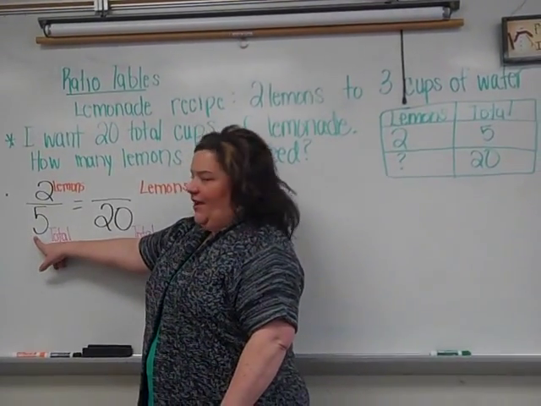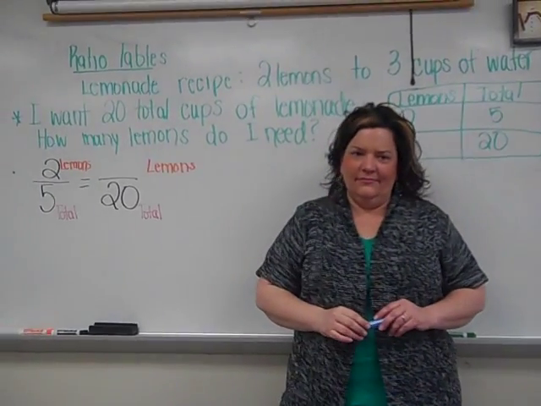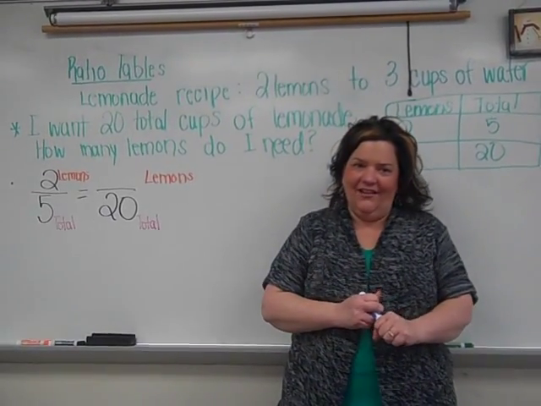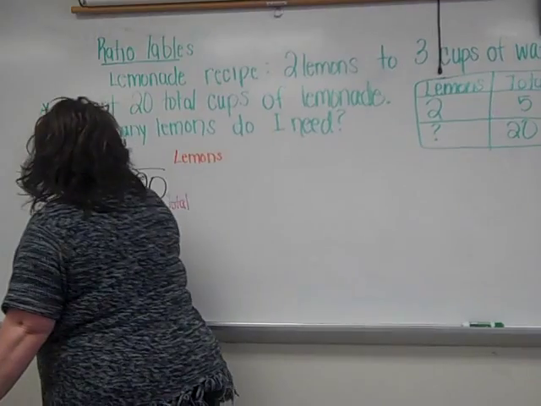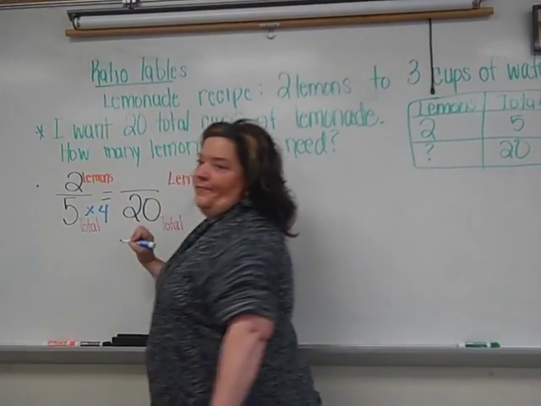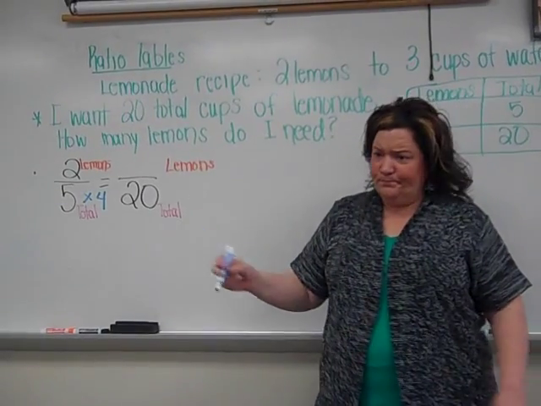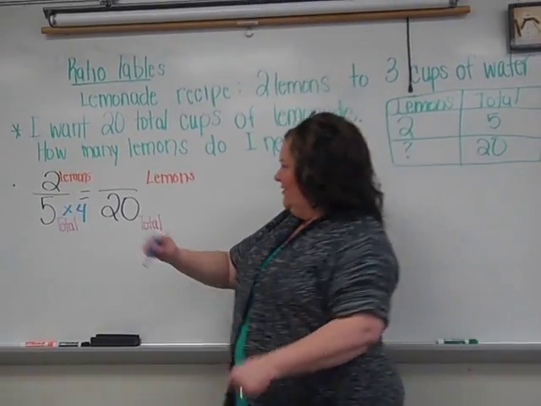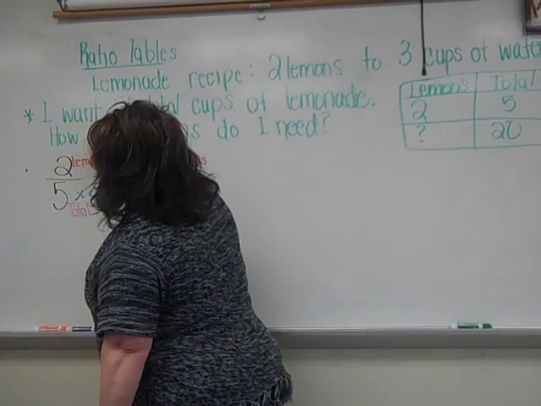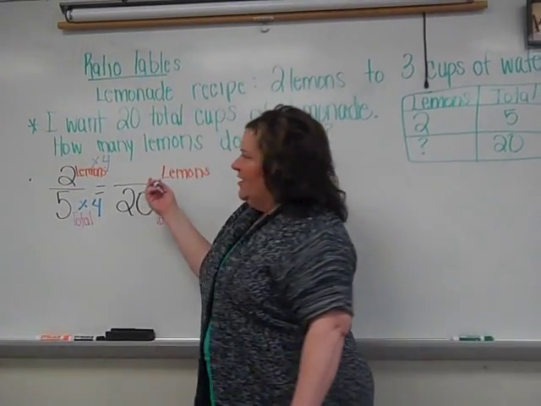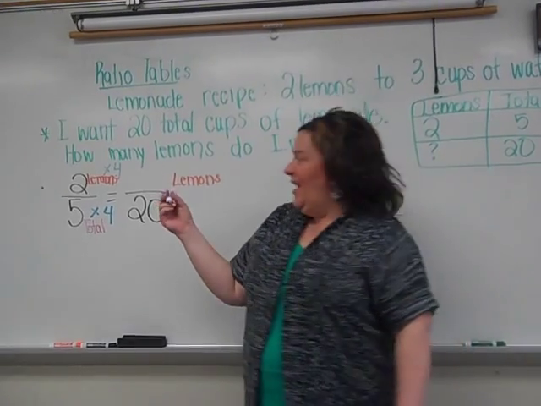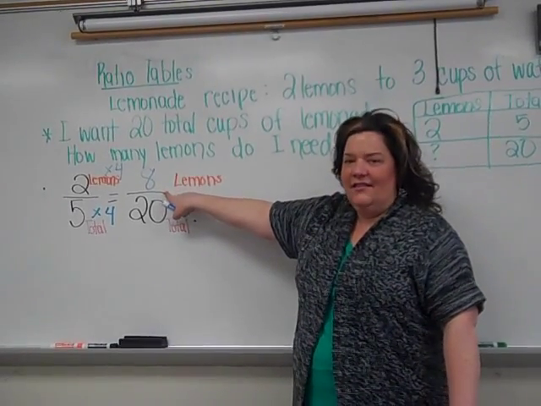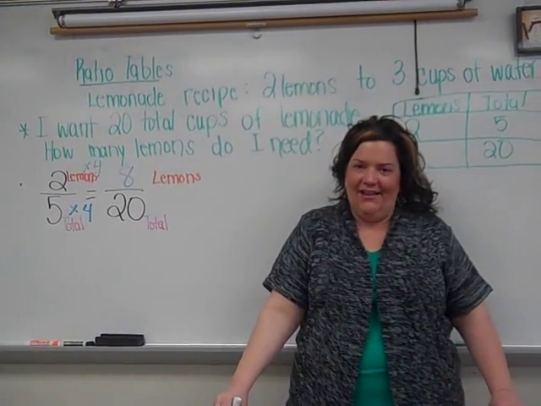So what did we do to 5 to get 20? Remember, think multiplication or division. You can blurt it. Times it by 4. Multiply by 4. So 5 times 4 is 20. And what we do to the denominator, we have to do to the numerator. So I'm going to multiply 2 times 4 as well. And what's that product? 8. And that's the amount of lemons we'll need to produce 20 cups of lemonade.